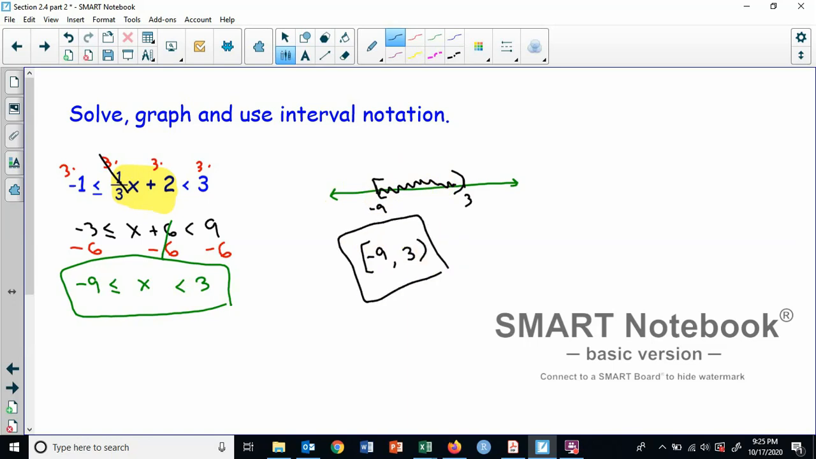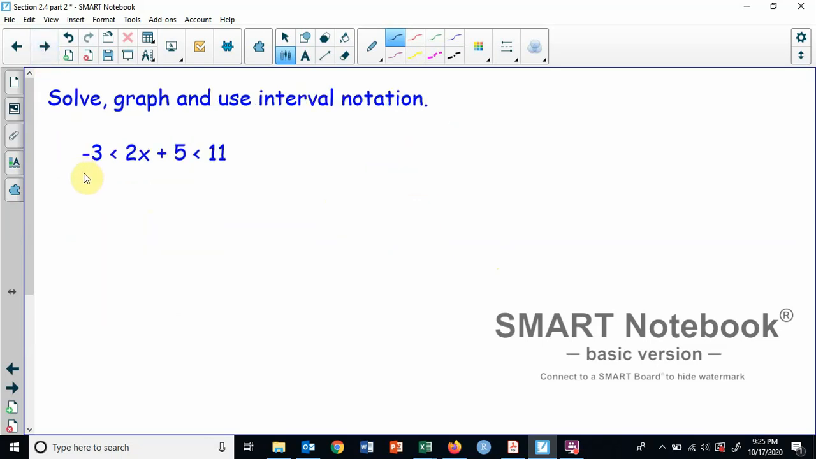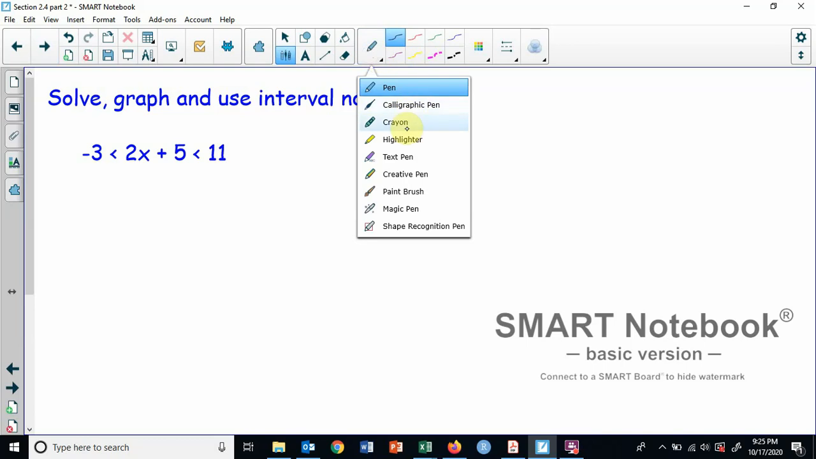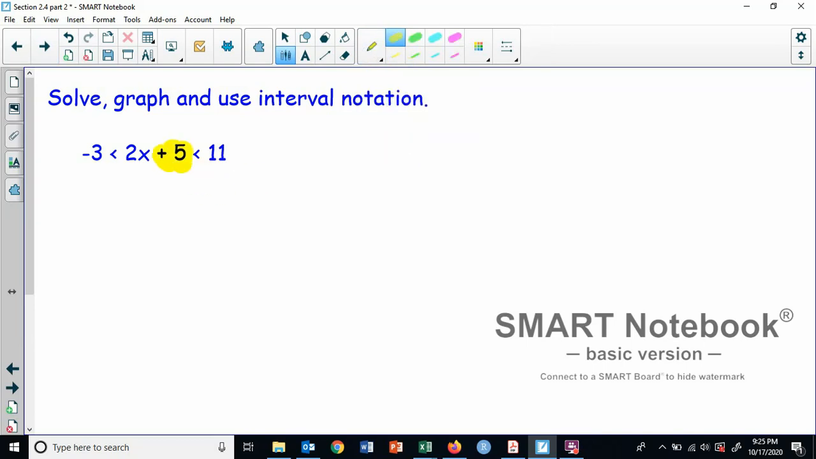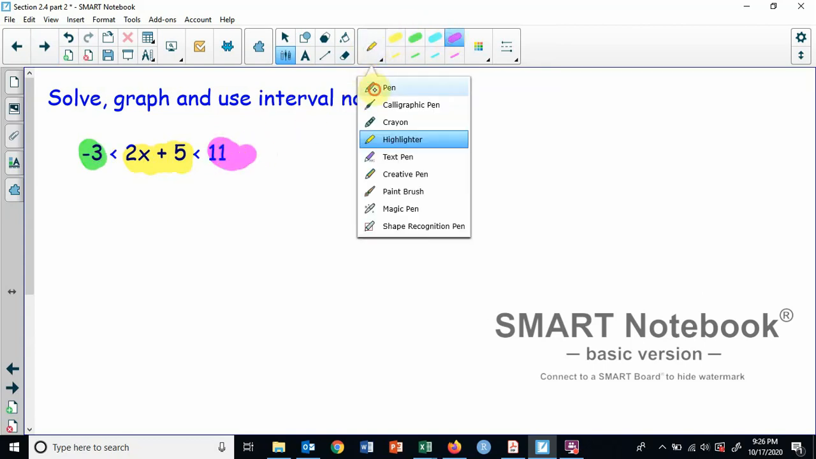Okay, so it's not too bad. Let's do one more. Once again, noting that I have this expression in the middle and that I'm trying to get x by itself. But whatever I do to the middle, I have to do to the left and to the right. There are 3 sides to work with here.